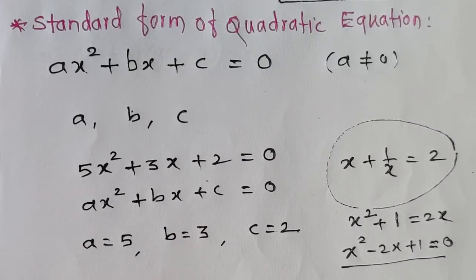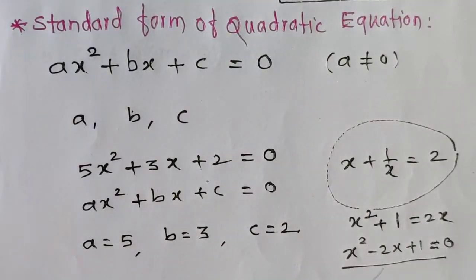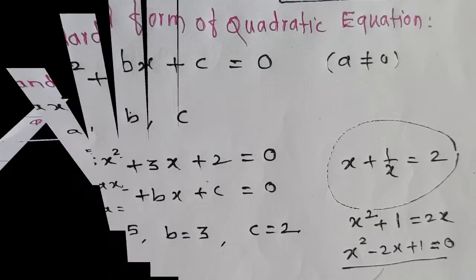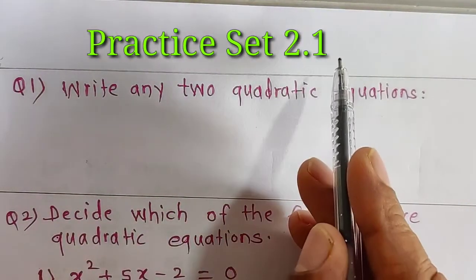Now, to solve this practice set 2.1, there are 2 points. The first point is to identify the quadratic equation. Some equations will be given and we have to decide which one is the quadratic equation. That is the first part. In the second part, the equations are given, all are quadratic, but they are given in a random sequence, meaning the terms are not arranged properly.